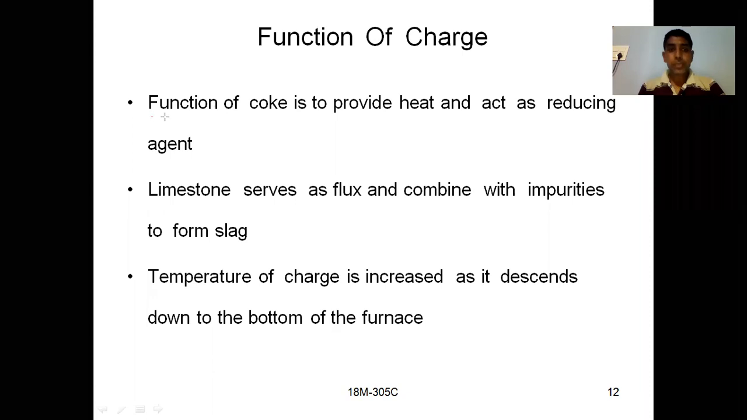See here, the main function of coke is to provide heat. When you send the hot air blast, it will start burning. When it starts burning, you will get heat. Because of that heat, carbon monoxide will be formed, and whatever iron ore you have will melt, and it acts as a reducing agent. That means it removes the oxygen content from the iron ore.